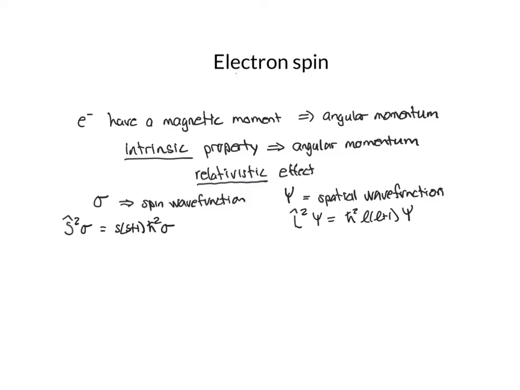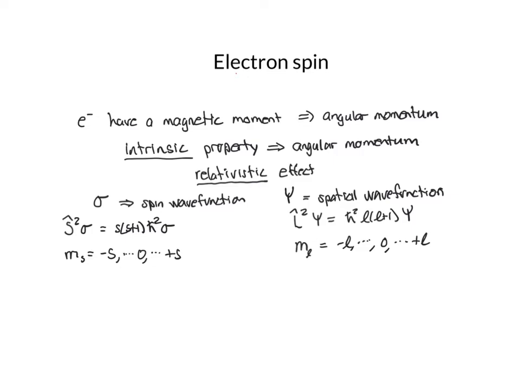And because angular momentum is a vector, it has a direction as well as a magnitude. And the direction is represented by m sub s, just like our direction of our angular momentum operator in space, we have m sub l. And remember that m sub l can go from minus l up to 0 up to plus l in integer steps. The same thing is true about m sub s. It can go from minus s up to 0 up to plus s in integer steps.